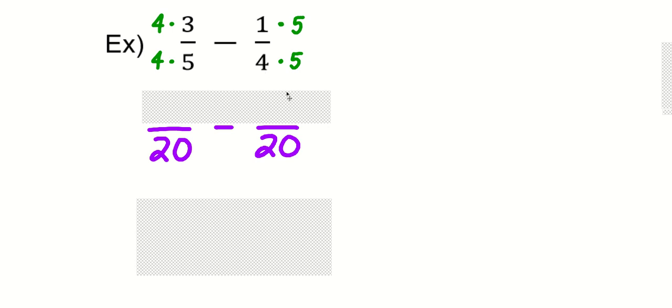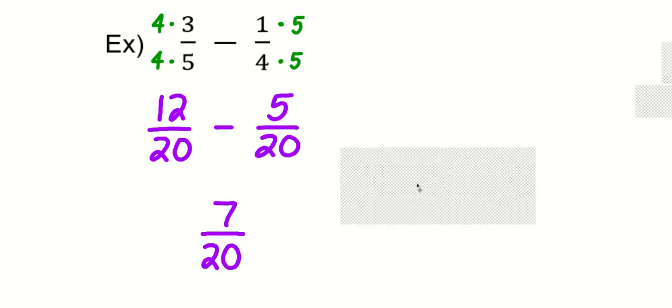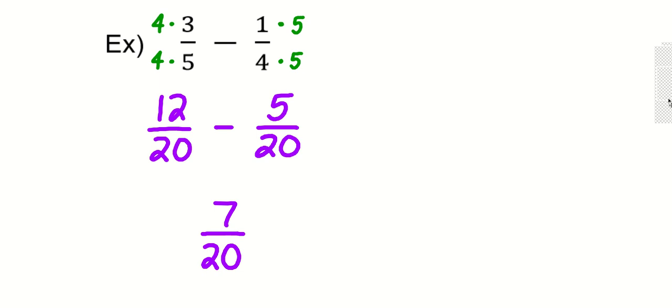So 1/4 is the same as, well, what's 1 times 5? 5/20 is the same as 1/4. And if we do 4 times 3, we get 12. And so 12/20 is the exact same fraction as 3/5. And now that we have matching denominators, we can do 12/20 minus 5/20 to make 7/20. And then you are done.